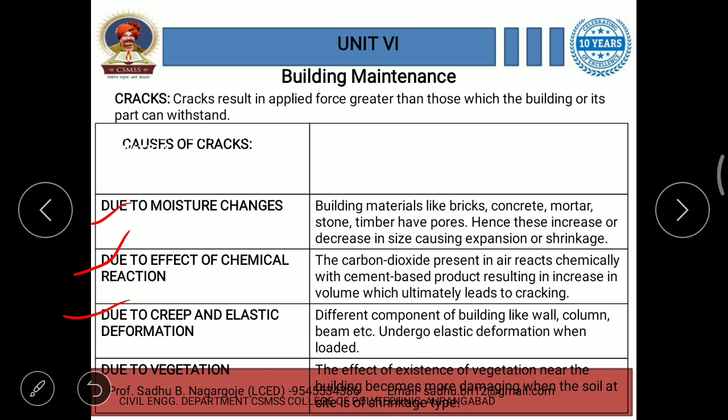Then due to creep and elastic deformation, different components of a building like wall, column, beam, etc. undergo elastic deformation when loaded. And the next one is due to vegetation. The effect of the existence of vegetation near the building becomes more damaging when the soil is loose.